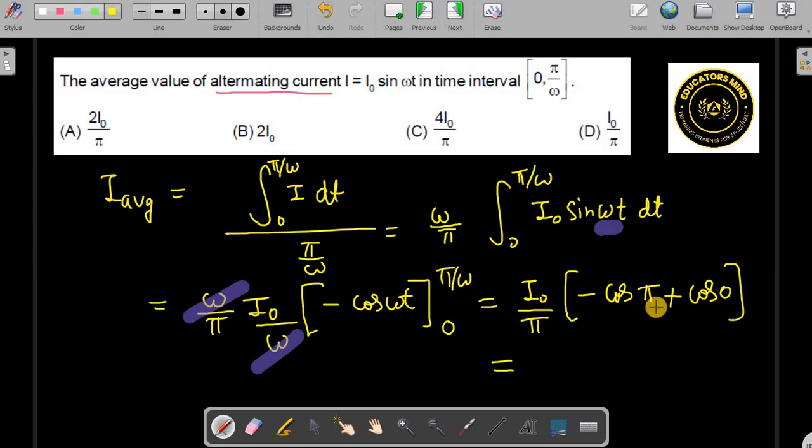So what do you get from here? Cos pi is minus 1, so minus minus 1 gives plus 1. Cos 0 is also 1, so the total is 2, and it will become 2 I naught by pi. So this is how you can solve this. These are some applications.